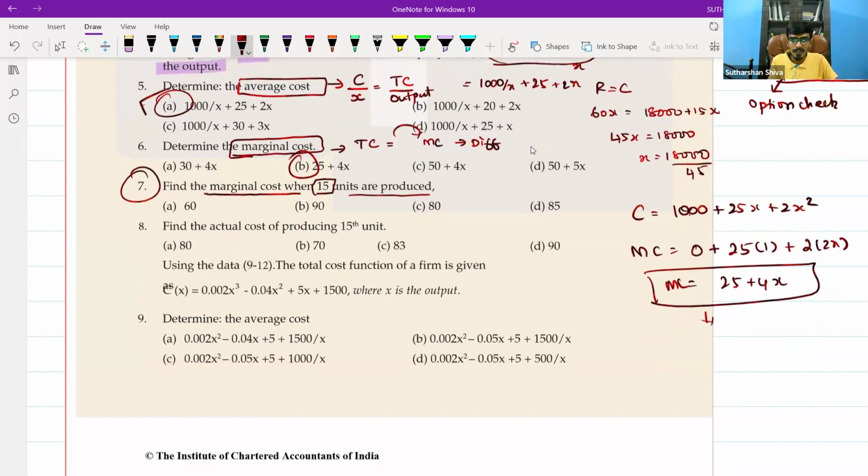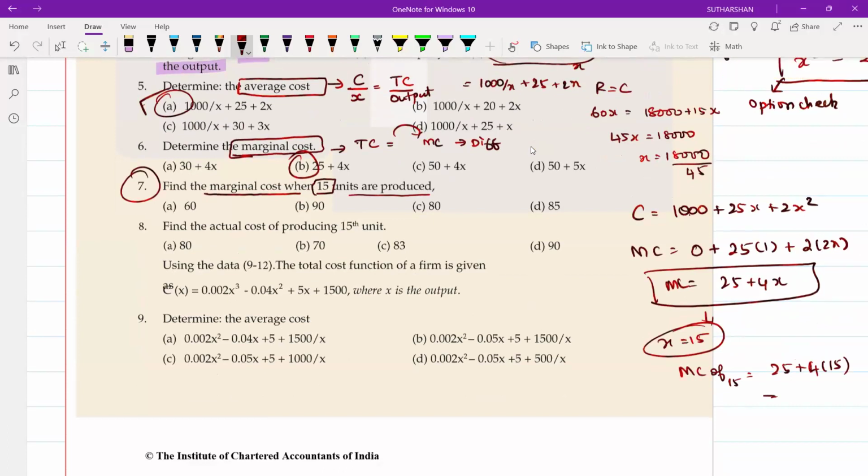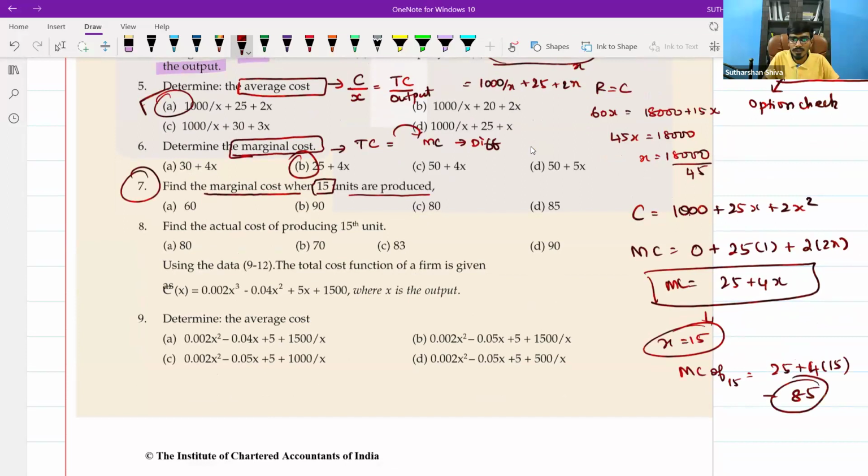In the given equation, I will substitute x is equal to 15. So MC of 15 is equal to 25 plus 4 into 15. 25 plus 4 into 15 is what? 85. My answer is option D.